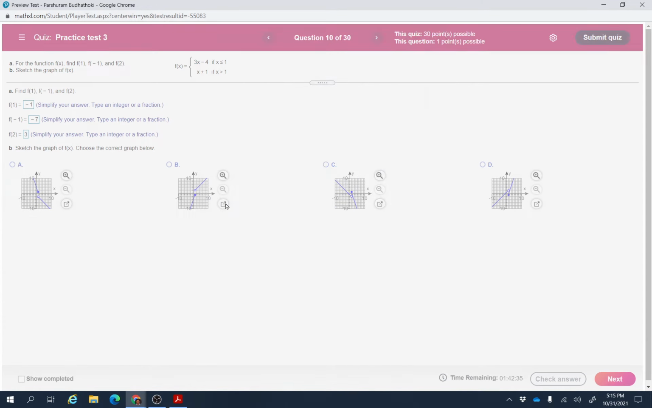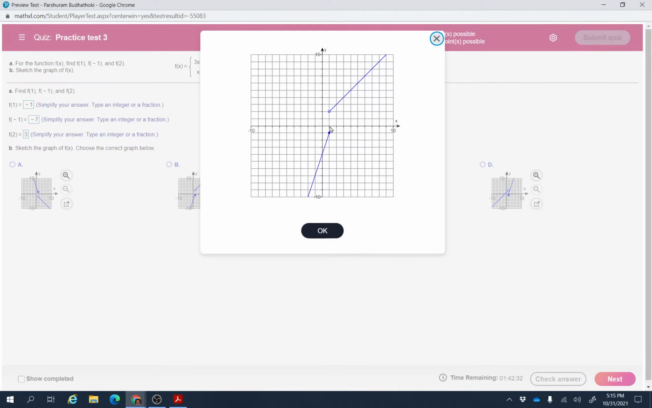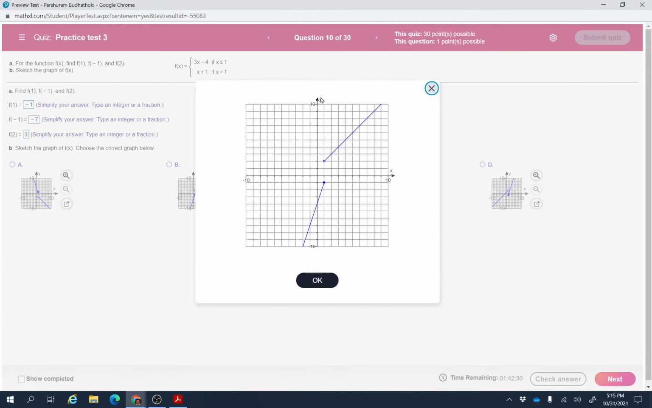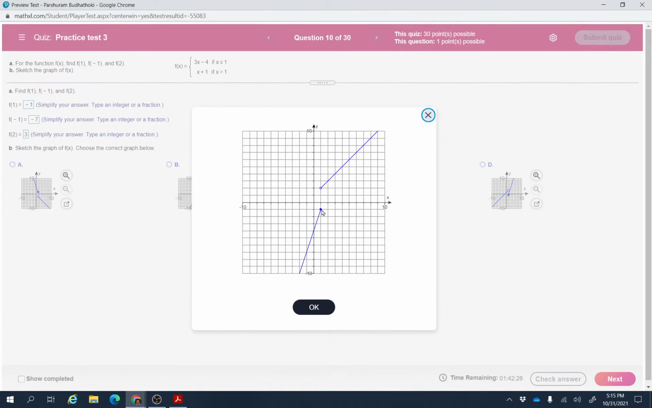Let's go to the second one. For x equal to 1, the value is negative 1. Yeah, that's right. When x equal to negative 1, the value is negative 7: 1, 2, 3, 4, 5, 6, 7. Yeah, that's right. And when x equal to positive 2, the value is positive 3. 1, 2, that's not positive 3. 1, 2, 3. So this is not the right choice.